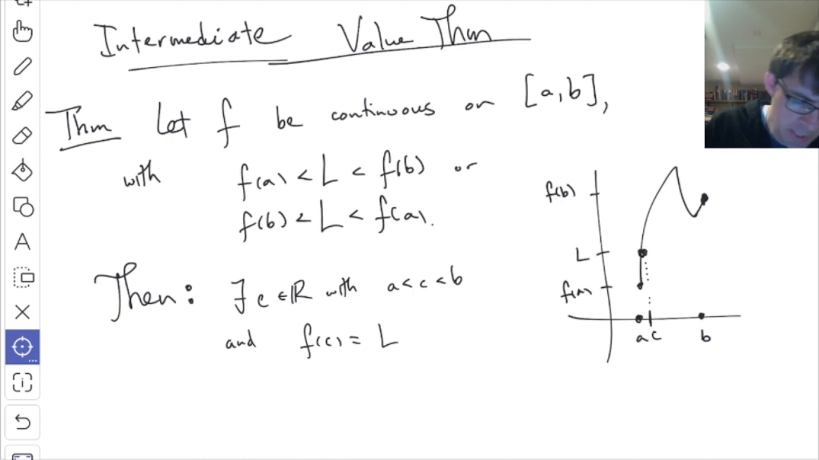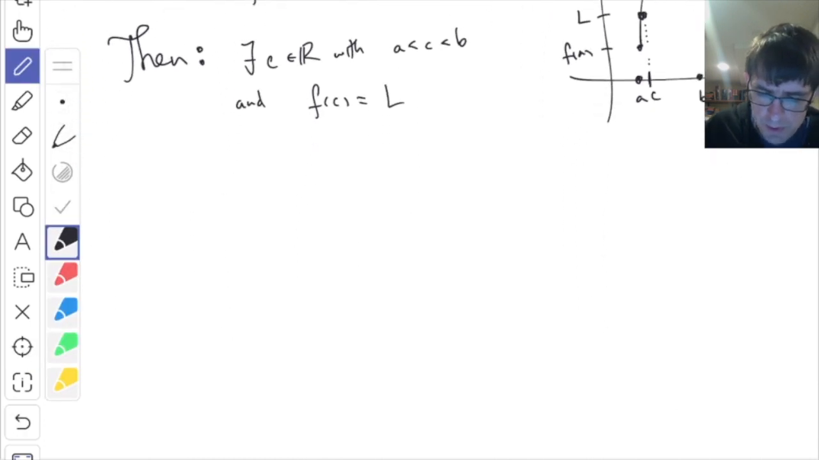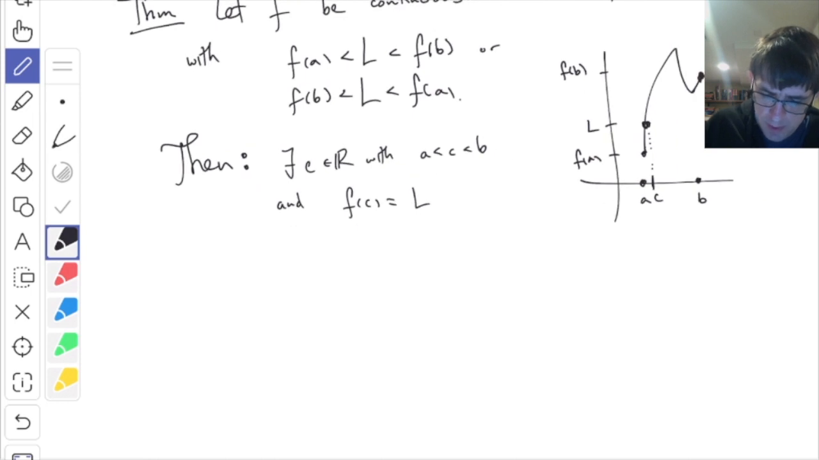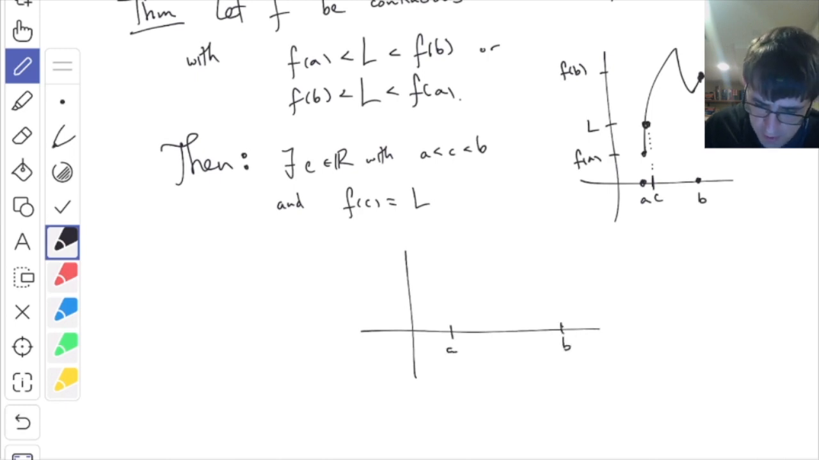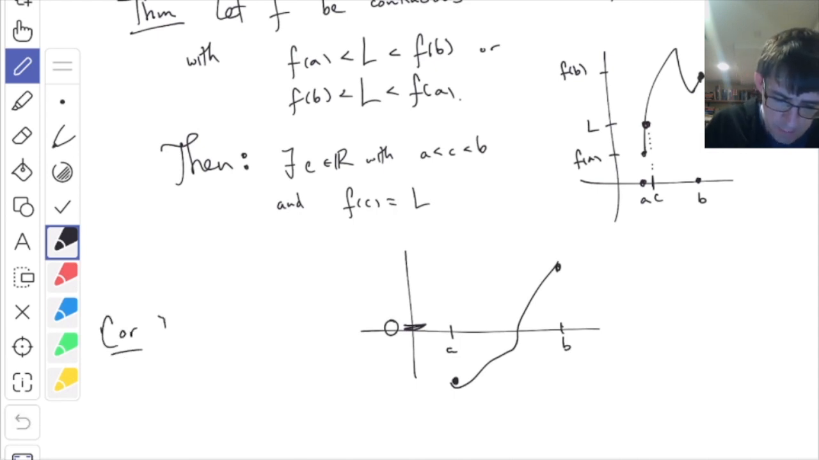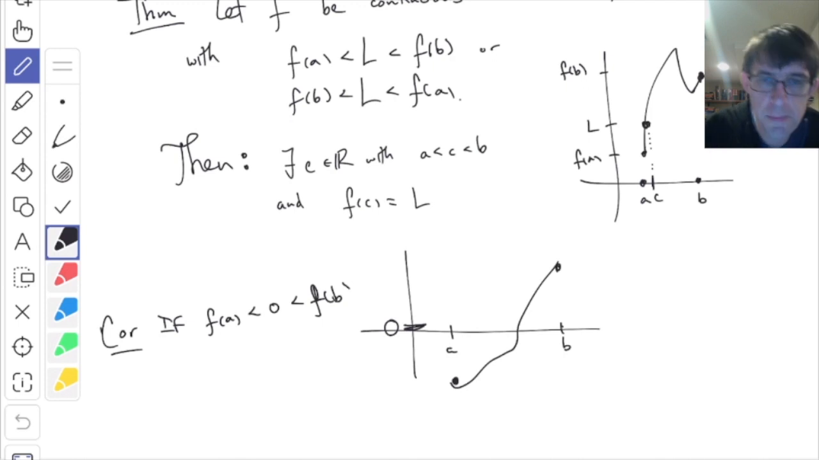One particular case of this, which is useful all the time. What this means is if you have, say, a and b, and the function is negative at a but positive at b, it means that there must be some place where it goes through 0, right? So this, you could say, is a corollary. If f of a is less than 0, which is less than f of b, that means f of a is negative and f of b is positive, then there exists some c with f of c equals 0.